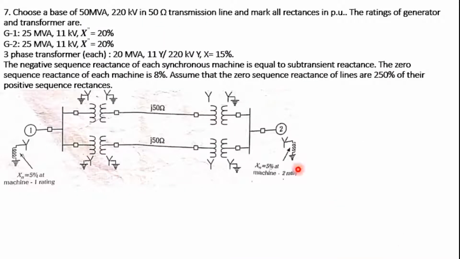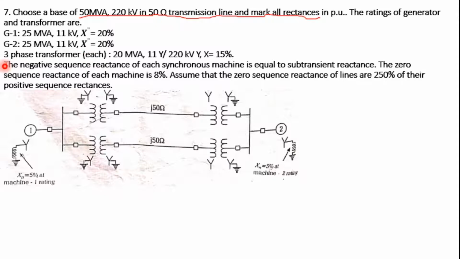Then coming to the next problem, choose a base of 50 MVA on a 220 kV transmission line. So this is our new MVA and new kV, and mark all the reactances in per unit. The ratings are given below. G1 is 25 MVA, 11 kV, X double dash is 20 percent. G2 is 25 MVA, 11 kV, X double dash is 20 percent. Three-phase transformers, each having 20 MVA, 11 to 220 kV, and X value is 15 percent.